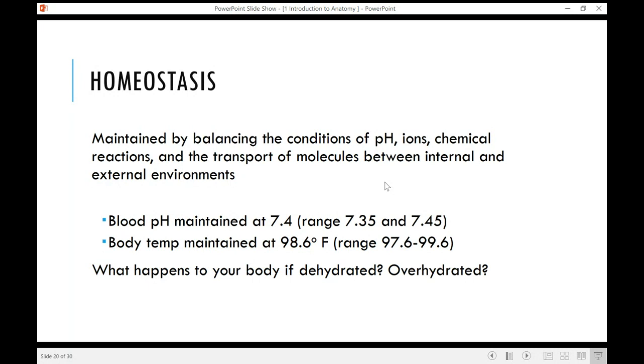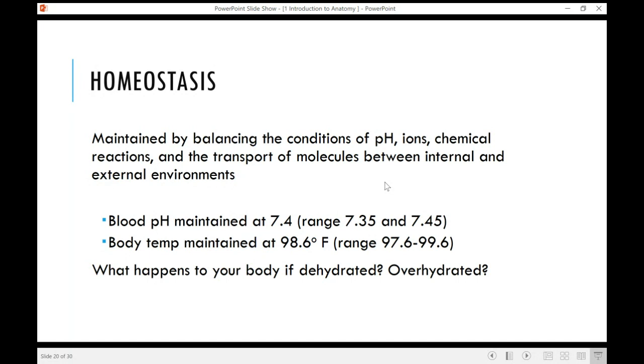Okay? And it's really important that our blood pH is maintained at about 7.4. That's our average. We range from 7.35 to 7.45. And this is a really narrow range that our blood is maintained because if we get outside of that, it can actually make us really, really sick because the proteins within our body can't function outside of those pH levels.